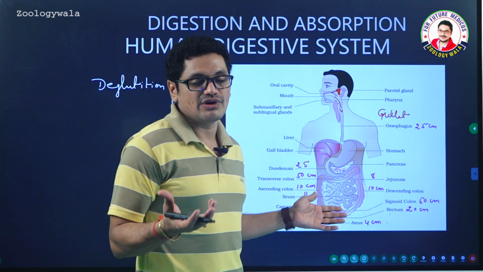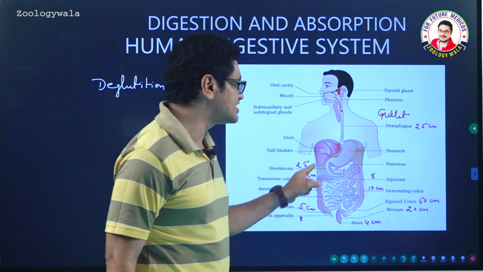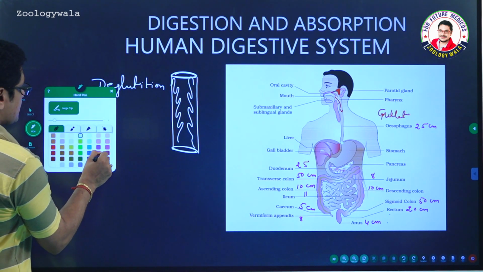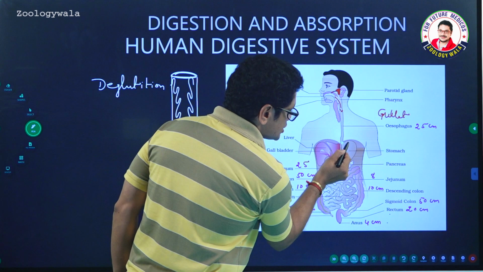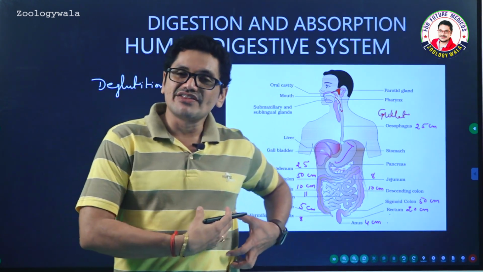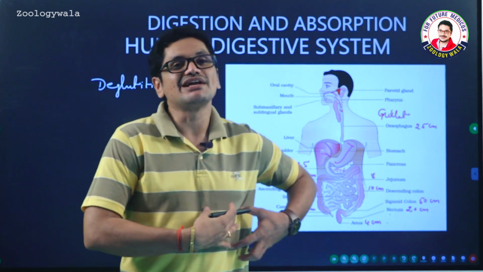That is the reason why it is also called the cardiac sphincter, as I mentioned in previous classes. And see the stomach. The stomach is a J-shaped, bag-like structure. You can see a J-shaped bag. Beautiful. So the stomach is present on the left side of your abdominal region.